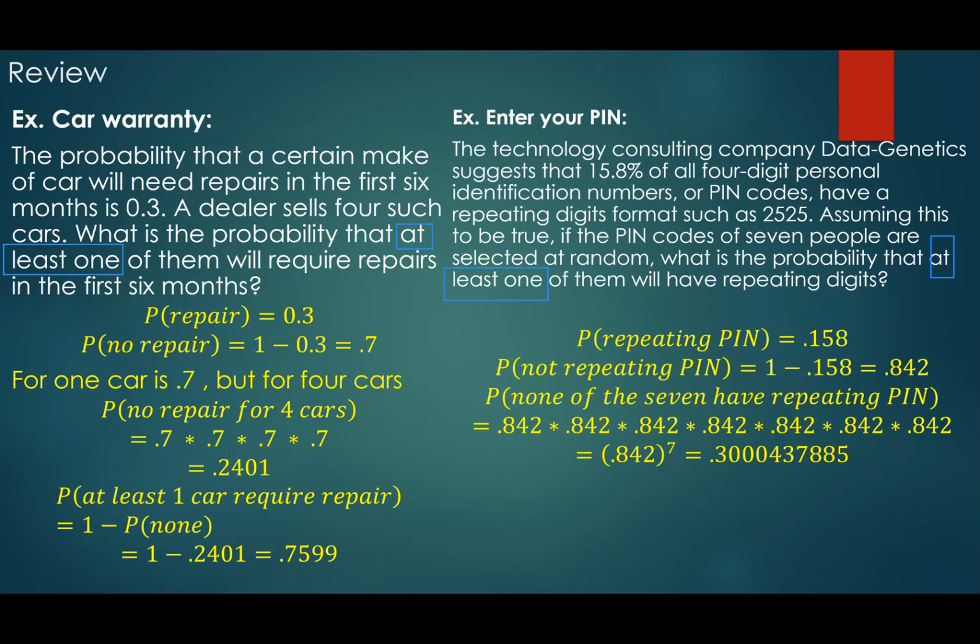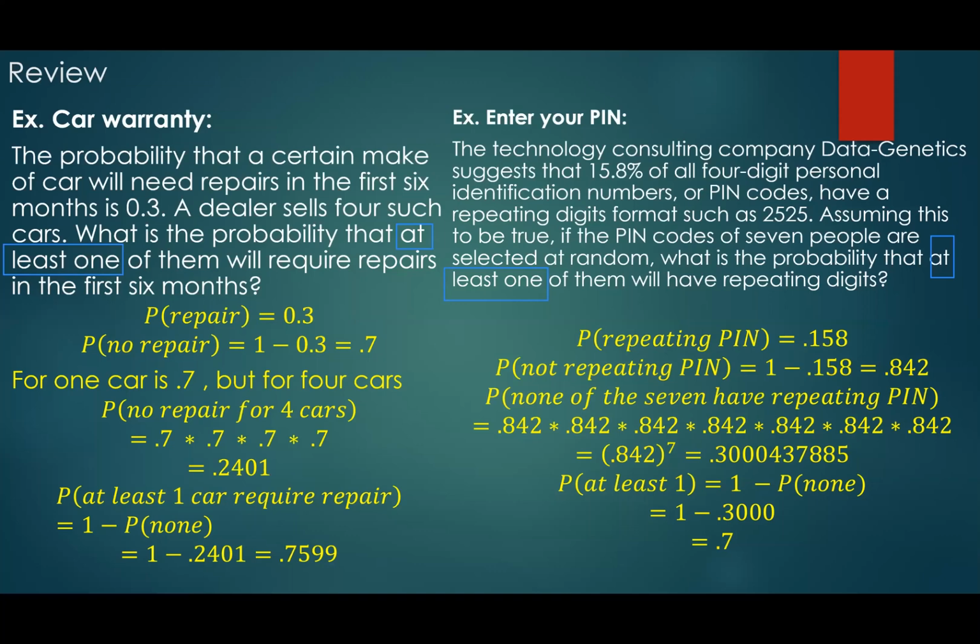Meaning their pin is 1, 2, 3, 4, or 5, 9, 2, 1, something that is not in terms of 1, 7, 1, 7 or something in that nature, right? So that's for none. None of the 7 have a repeated pin. So how do I find at least one? I have to take 1 minus the probability of none, which is roughly 70%. The probability that I select 7 people and at least one of them has a repeated pin is 70% or 0.7, okay?